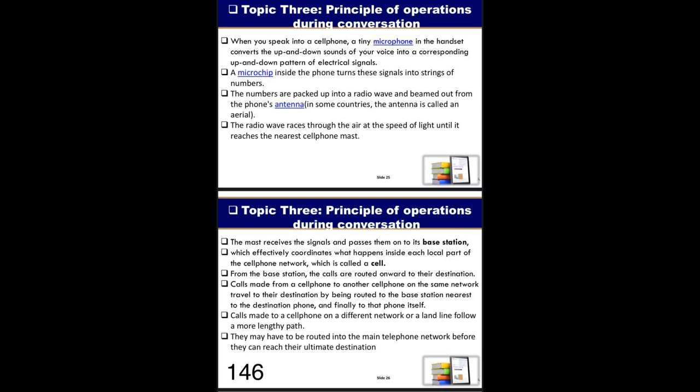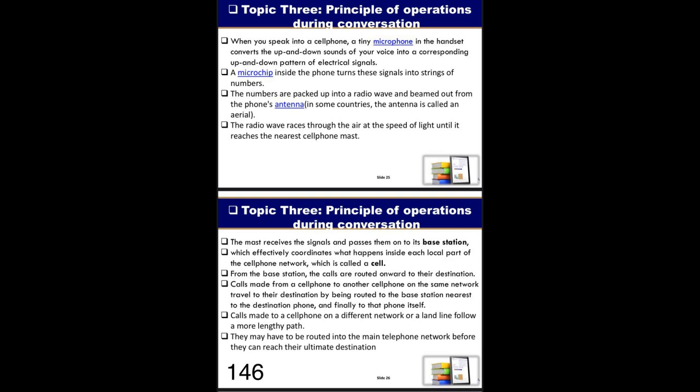The radio wave races through the air at the speed of light until it reaches the nearest cell phone mast. The mast receives the signals and passes them on to its base station, which effectively coordinates what happens inside each local part of the cell phone network, which is called a cell. From the base station, the calls are routed onward to their destination.